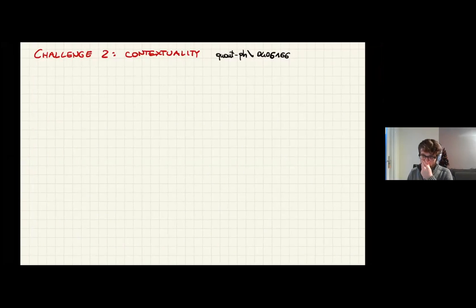Okay, contextuality, a different way of challenging maybe the classical worldview. What is contextuality? This is an abstract notion of non-classicality.